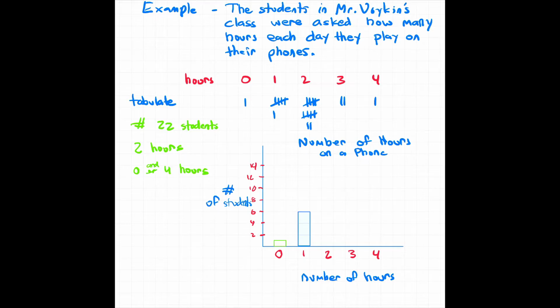So again, we'll grab a different color and we'll go all the way up to 12. And 3 hours was 2 students. So again, one more color, we'll choose purple right here. There's the 2 students. And lastly, for 4 hours on the phone, there was only 1 student. So again, we'll fill in this little bar graph right here, and we are finished.